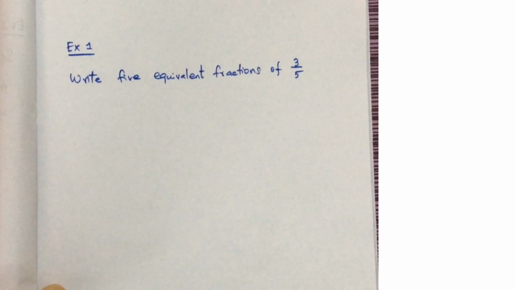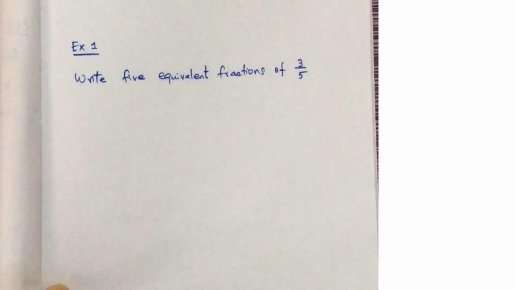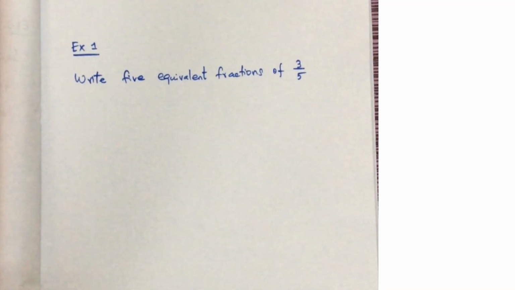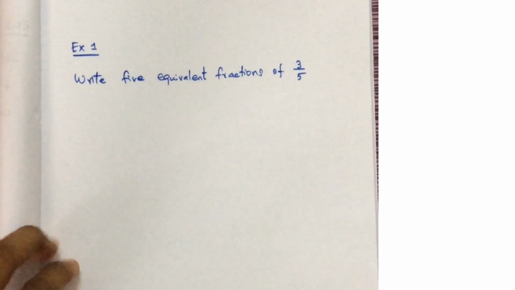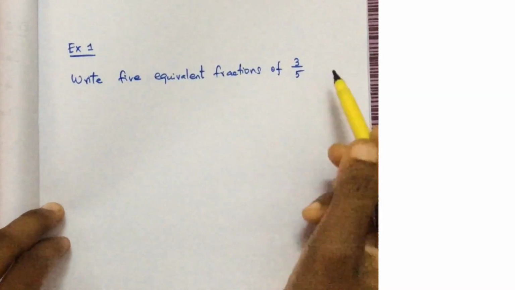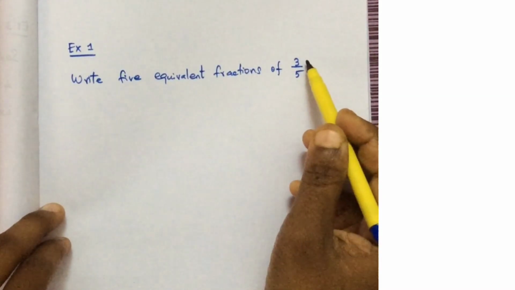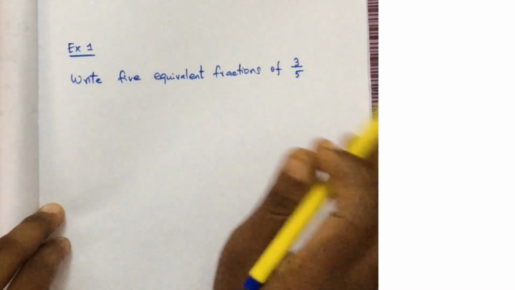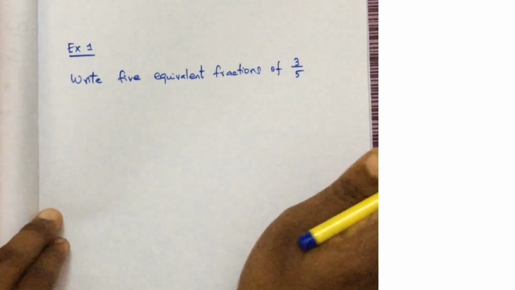Okay, we will start with example 1. Write 5 equivalent fractions of 3 by 5. What are called equivalent fractions? An equivalent fraction is, in a fraction, if we multiply the numerator and the denominator by the same number, then it is called an equivalent fraction.